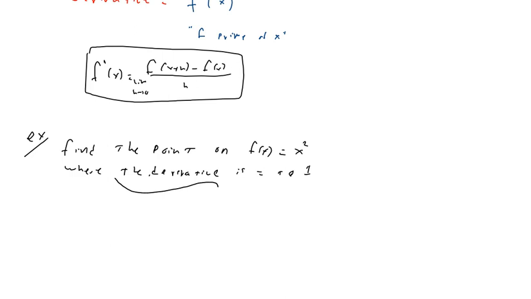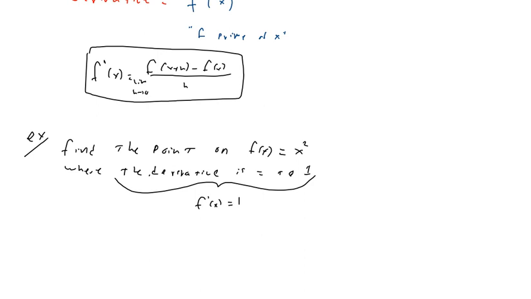Another way to write this is saying f prime of x equals 1. That's what we're looking for. I want to find the point on f of x, where it's equal to x squared, where the derivative is equal to 1, where f prime is 1. Look at how much better that is. Instead of saying where the derivative is equal to 1, I can shorten it and say where f prime equals 1. This is telling me the derivative is 1.